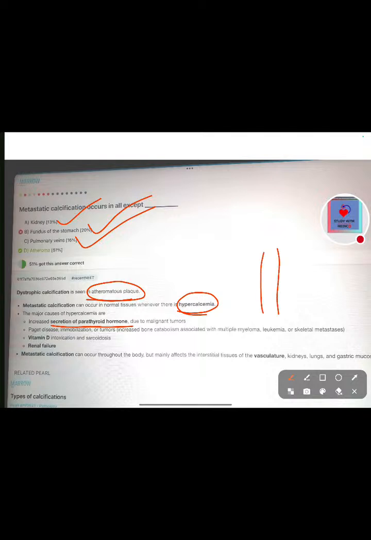What is the function of parathyroid? It will take out the calcium. It causes resorption of bones and takes out the calcium from the bones, and so increases the serum blood calcium level. Okay, serum calcium level. Paget's disease also causes hypercalcemia, immobilization or tumors, increased bone catabolism associated with multiple myeloma, leukemia, skeletal metastasis, renal failure, vitamin D intoxication, and sarcoidosis.